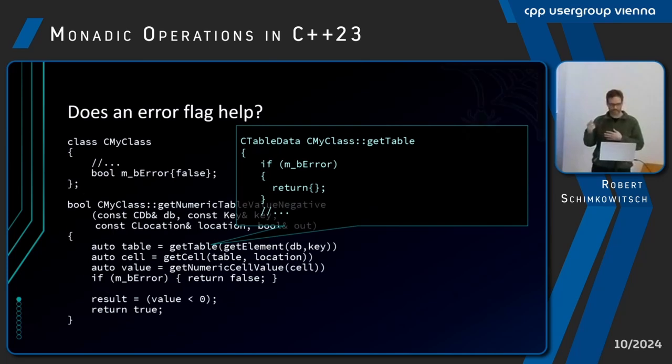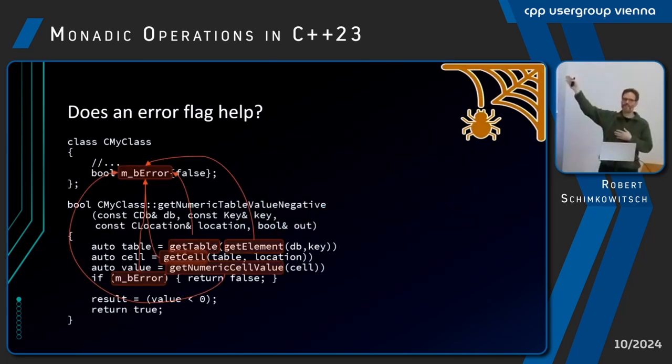And congratulations, we have just built our own little dependency hell. Every function now depends on the member error flag, no matter whether it had anything to do with the others or not. This is called shared mutable state, and it's poison to local reasoning and thread safety.